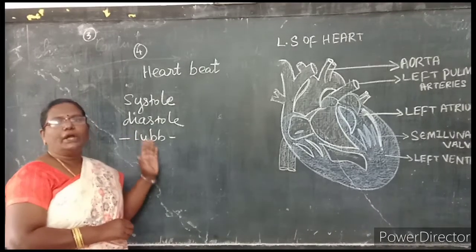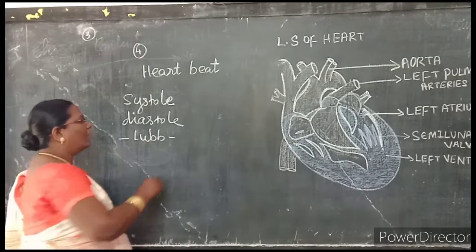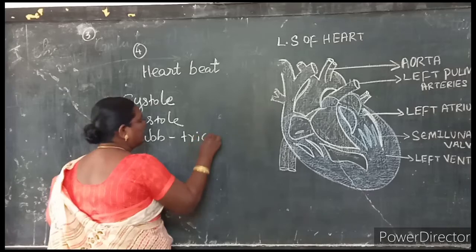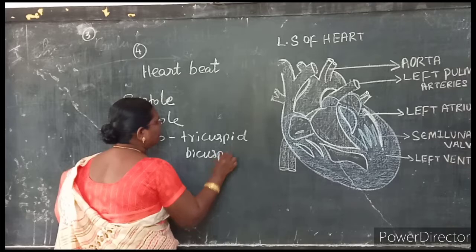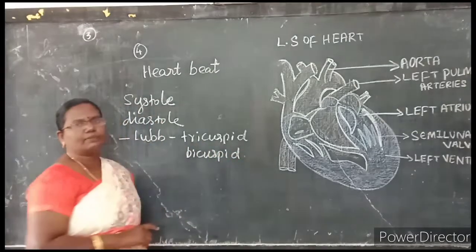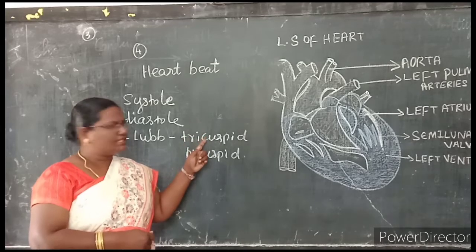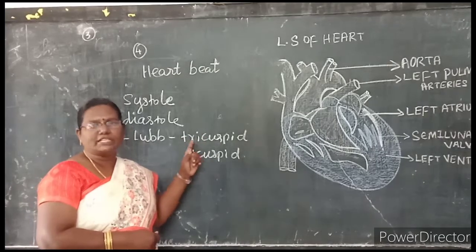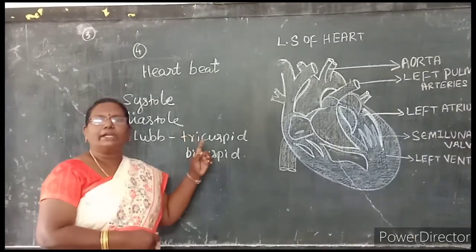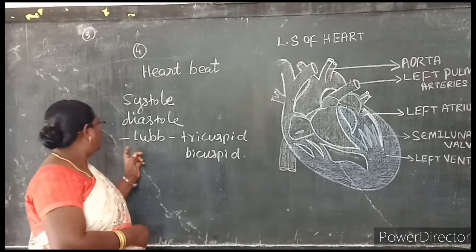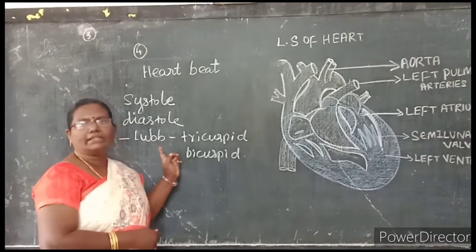This sound is due to the closure of the auriculoventricular valves. What are the auriculoventricular valves? The tricuspid and the bicuspid valve. You can see the tricuspid valve on the right side, between the right auricle and the right ventricle. The bicuspid valve is present between the left auricle and the left ventricle. By the closure of the tricuspid and bicuspid valves, we hear the lub sound.